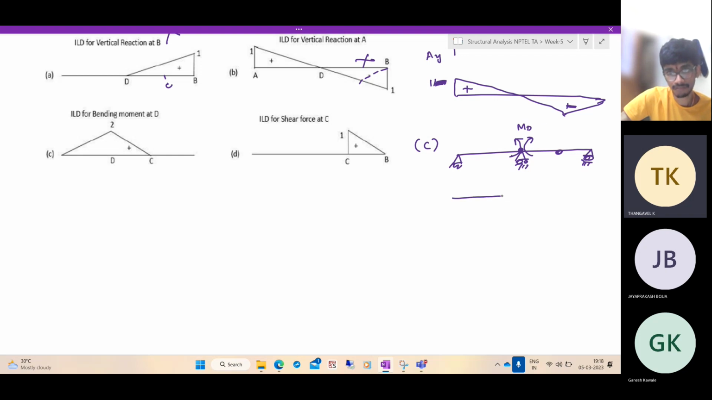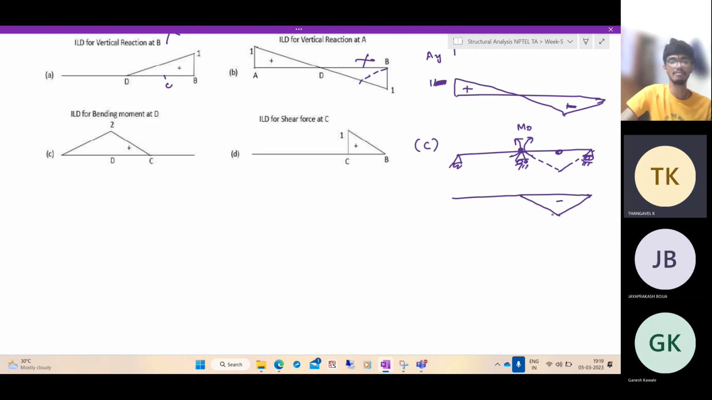So left side will not deform. It will remain like this. So left side will remain like this. Right side will go like this. Since it's an internal hinge, it can take it. So the bending moment in this case will be like this. ILD for the bending moment will be like this.